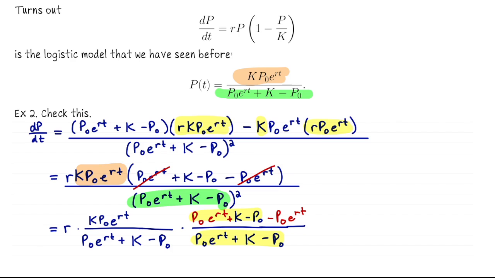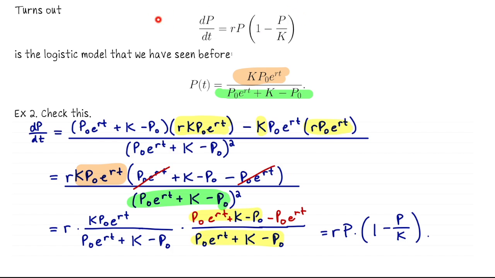Okay, so I think I will go to the right now. So this is going to be r p times 1 minus p naught e to the rt divided by the denominator, but that's the same thing as p without the k in the numerator. So that's like p over k. Several of the steps in that simplification were obviously motivated by the fact that I knew that this was going to work out, right? So I knew what I was trying to get to, but that's okay. So we do in fact see that p of t satisfies this differential equation.